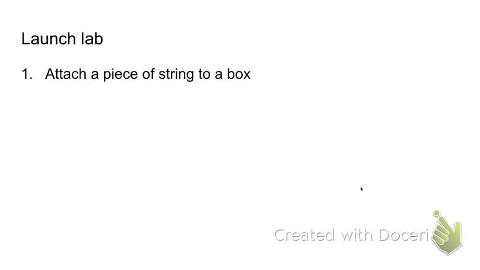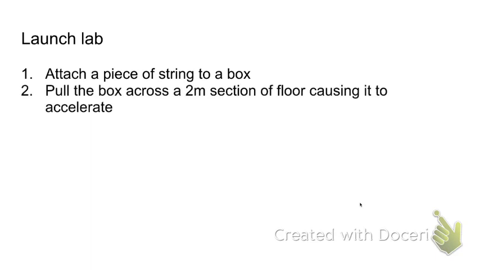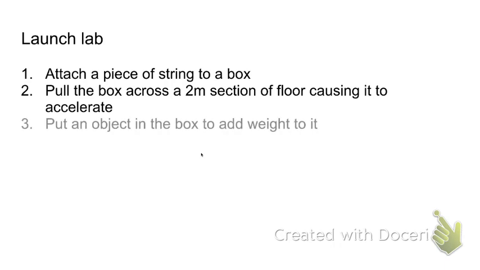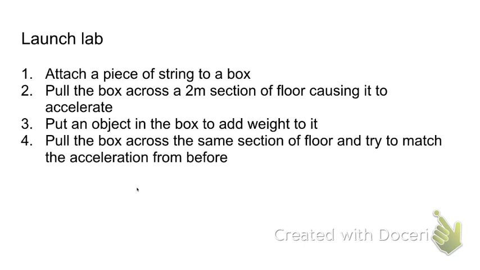We're going to take these plastic boxes that are sitting over here. You're going to attach a piece of string to your box. You're going to pull the box across a 2-meter section of the floor, forcing it to accelerate. So I want you to make it speed up as you move it across the floor. Then, I want you to put an object in that box. Try to find a weighty object, so you add significant mass to it. And then I want you to pull it across the same section of floor and try to match your previous acceleration. Okay? We're only going to take 5 minutes to do this lab.